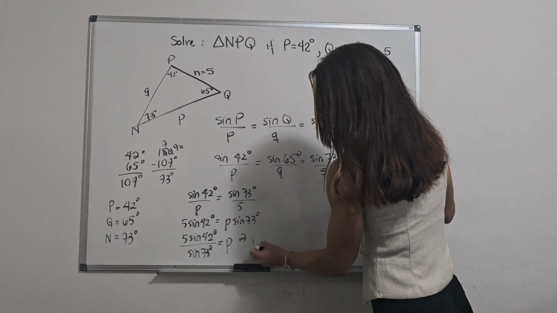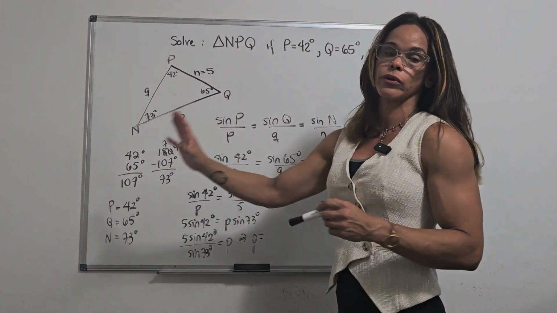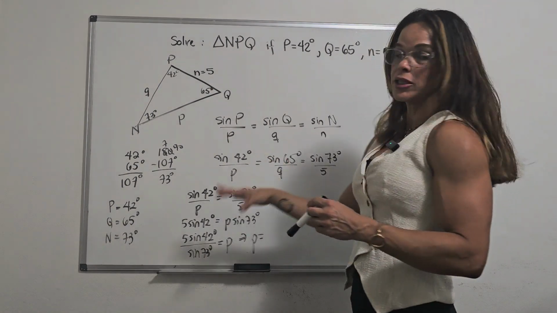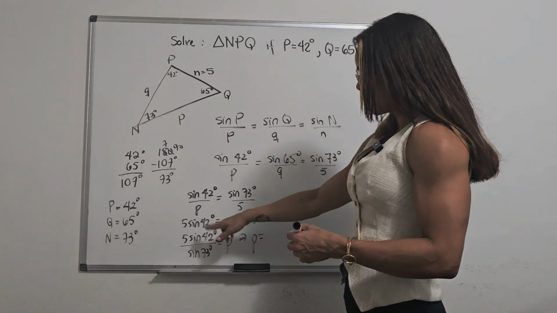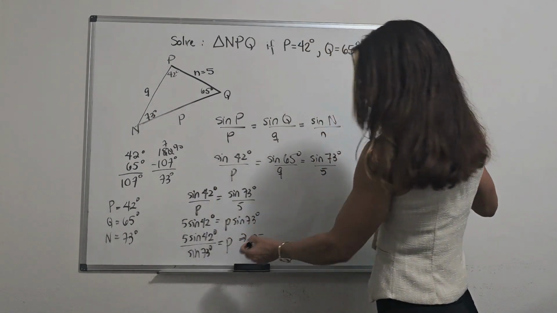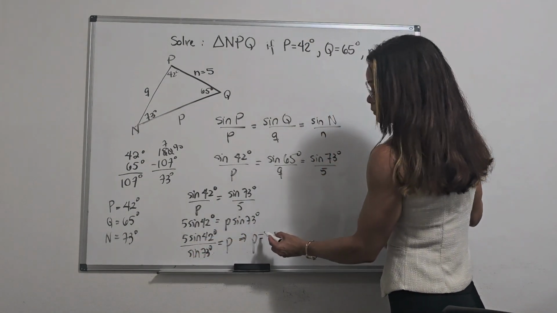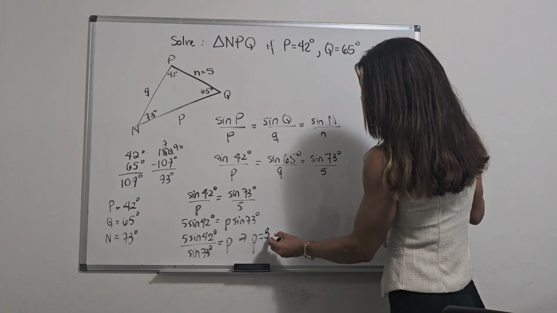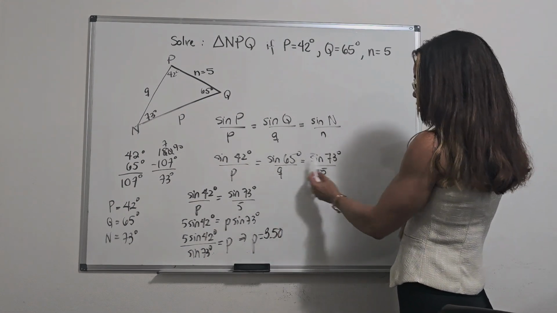Now for finding P, we have the representation here, so now we go to the calculator. I already found the result, so I won't waste time here. For the side P, entering this in the calculator, making sure that it's in degree mode, this is going to be approximately 3.50 units.